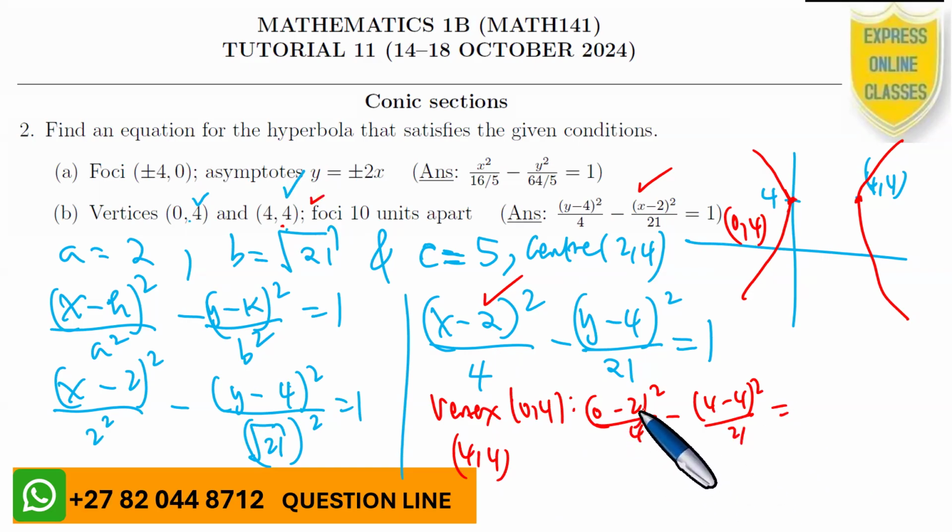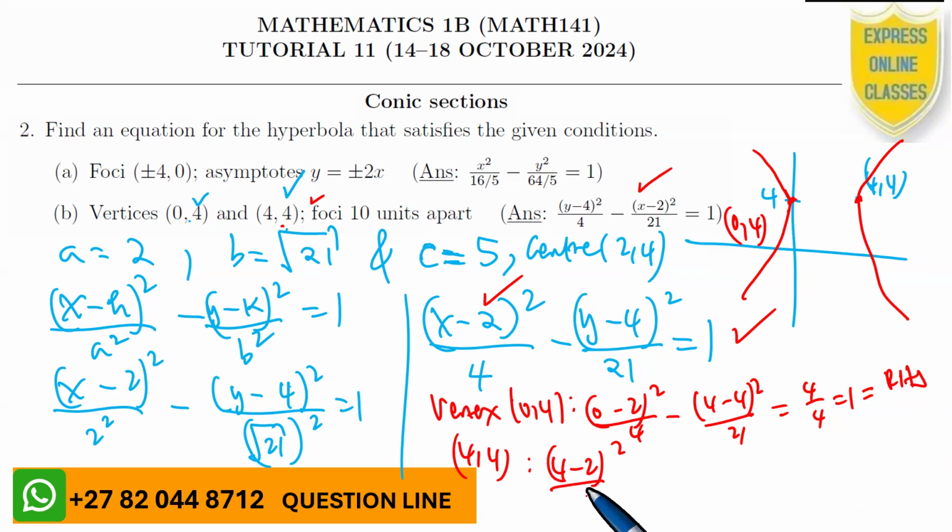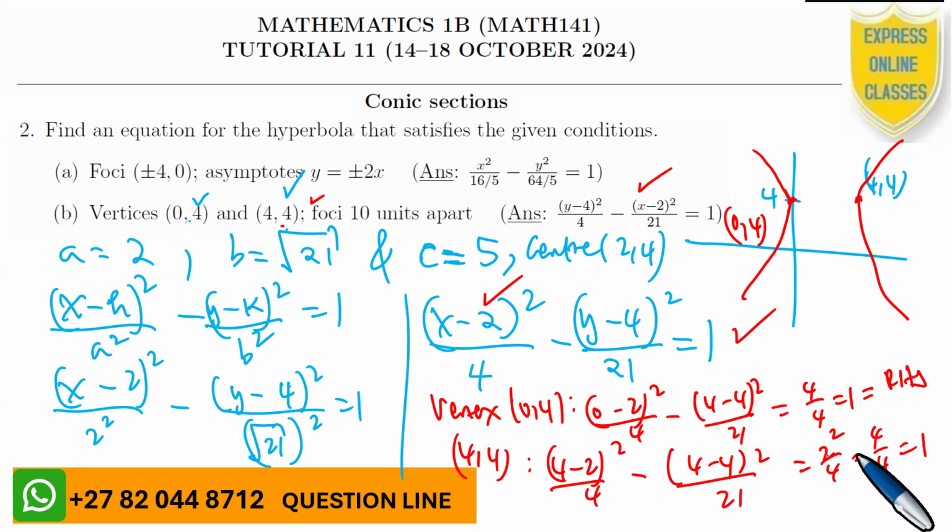And then now this is minus 2 squared, which is 4 over 4, because this one is 0, which is 1, equal to the right-hand side. So indeed, we expect 1. But also, if you substitute the 4, 4, it's going to be 4 for x, which is 4 minus 2 squared over 4. The y is going to be 4 minus 4, so zero over 21, and 4 minus 2 is 2 squared over 4. What is 2 squared? It's 4 over 4, which is 1 indeed.